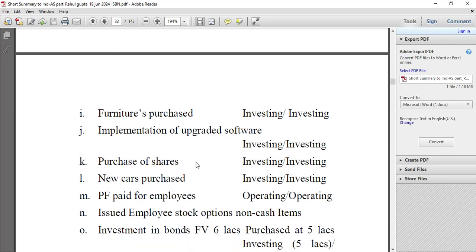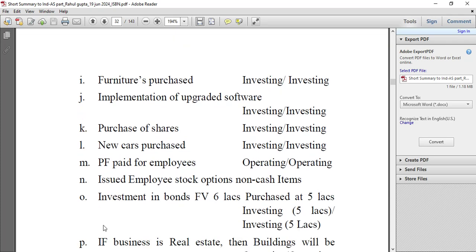Purchase of shares: investing activity for banks, investing activities for others. New cars purchased: investing activity for banks, investing activities for others. PF paid for employees: operating activities for banks and operating activities for others. Issued employee stock options is a non-cash item.